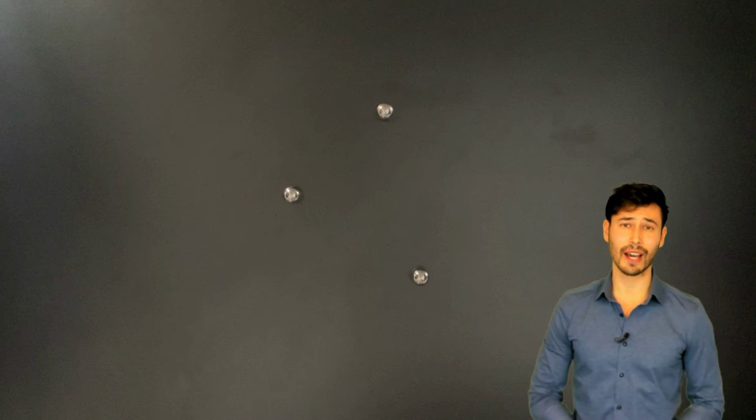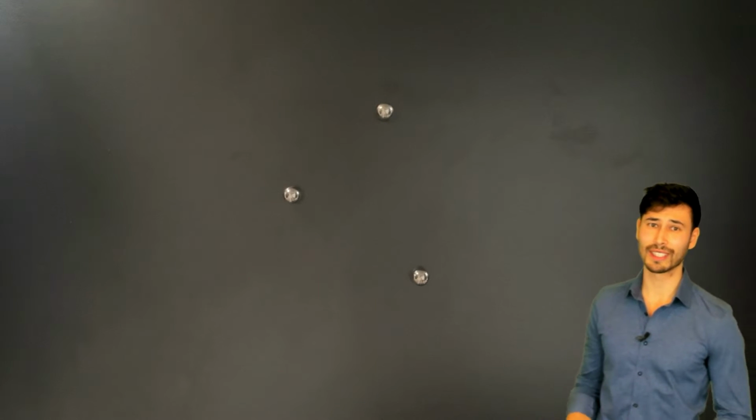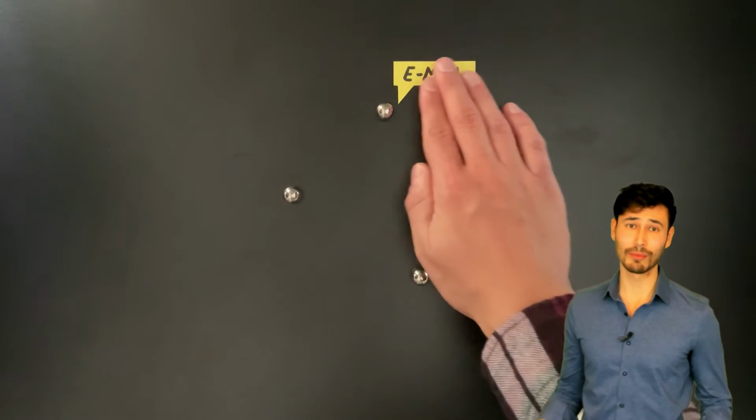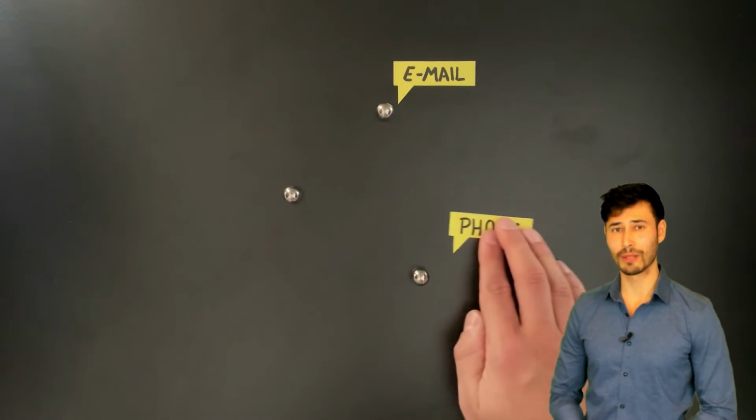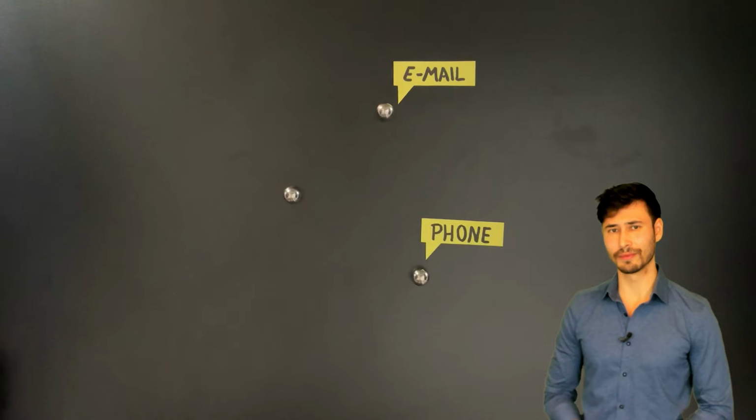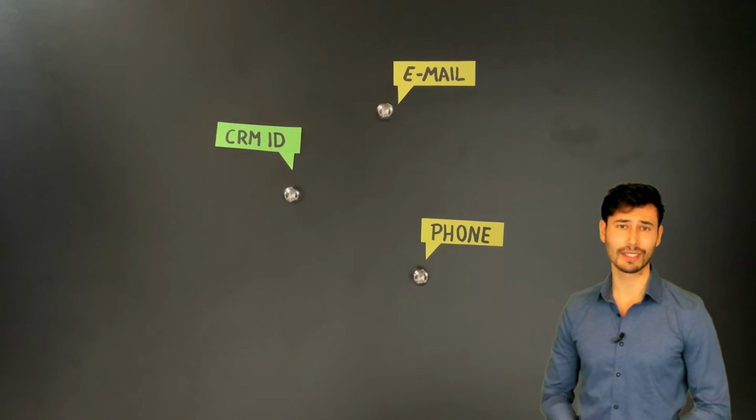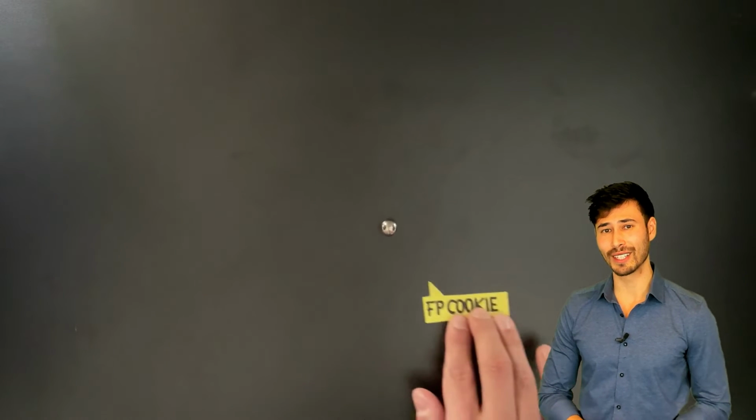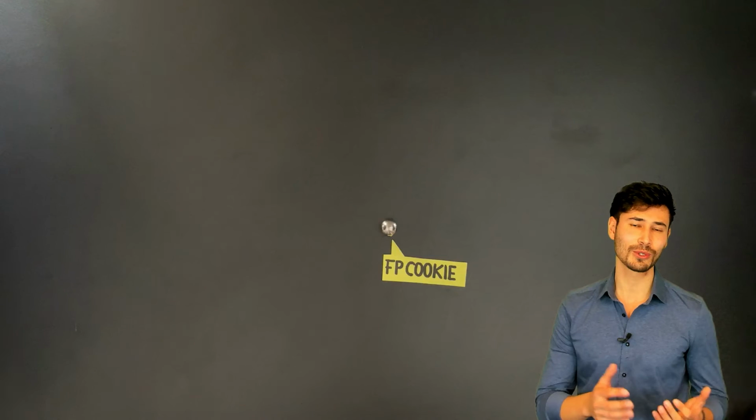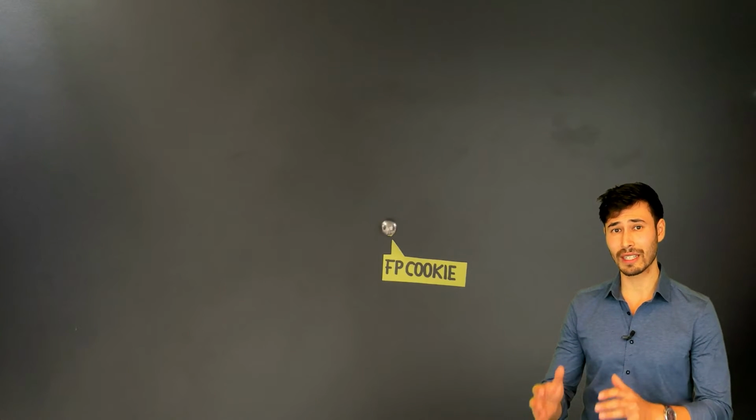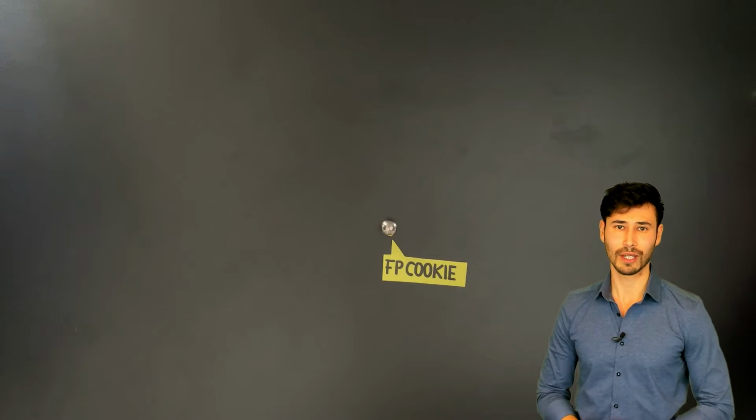Imagine that every single iron ball here on the table represents an identifier of a person. For example, this ball can be an email address, this ball a phone number, and this ball a CRM ID. Now, let's assume a prospect surfs on the internet and clicks on your website. Right in this moment, a first-party cookie ID is generated that sticks now to this anonymous user. And here we are now able to follow this customer even though he is still unknown to us.